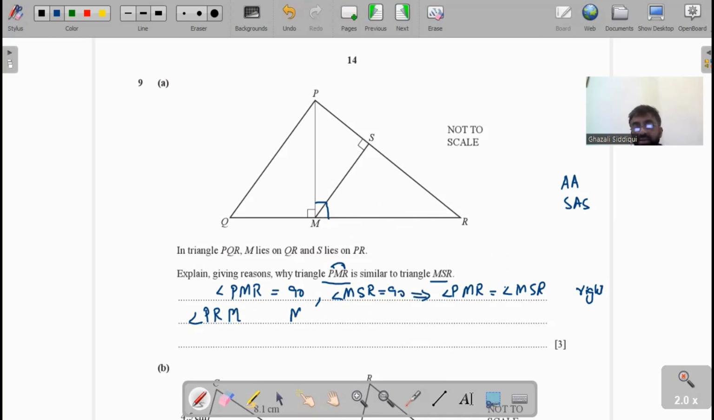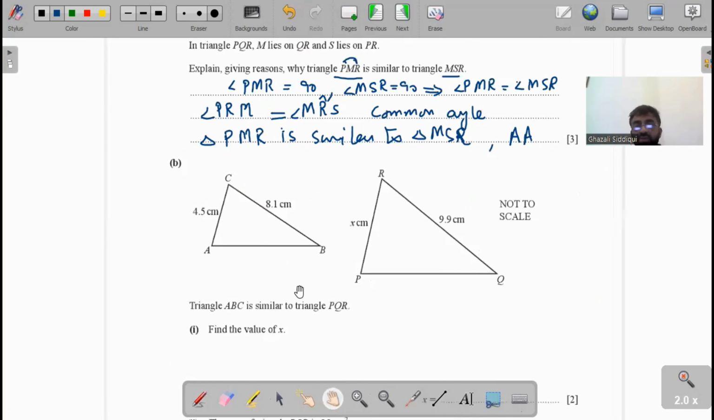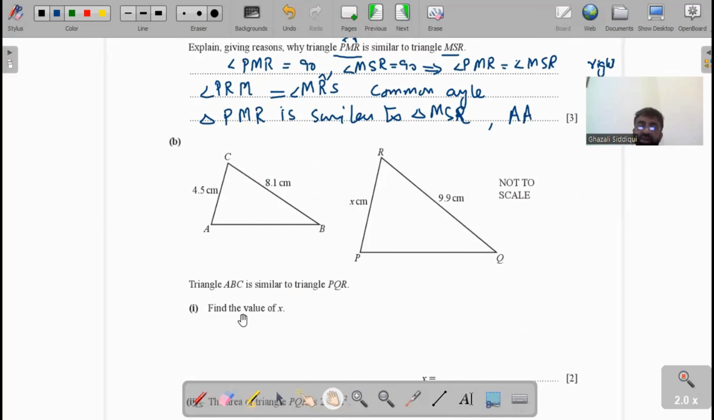Angle MRS is the common angle for both triangles. Therefore, triangle PMR will be similar to triangle MSR. We write the reason: AA property. Now part B, you see here these two triangles are given.